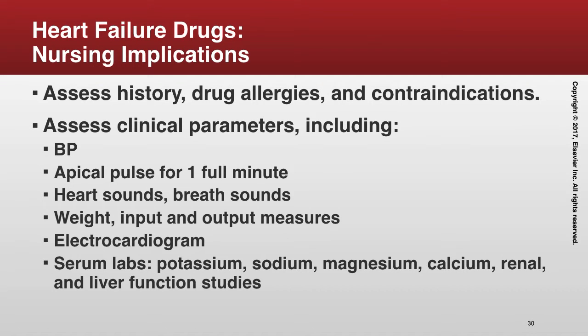So let's talk now about some of the nursing implications. First of all, you want to assess the patient's history, their drug allergies and contraindications. Assess the clinical parameters including their blood pressure. Also make sure you take their apical pulse for 1 full minute. Check their heart sounds and breath sounds, weight, input and output, electrocardiogram, and their serum labs for potassium, sodium, magnesium, calcium, renal and liver function studies.